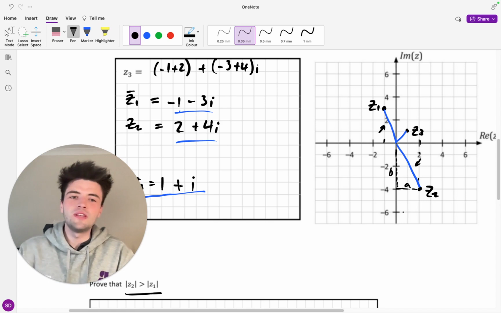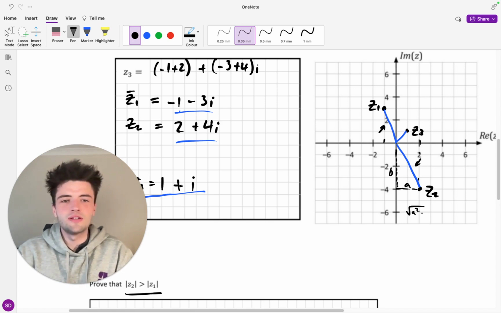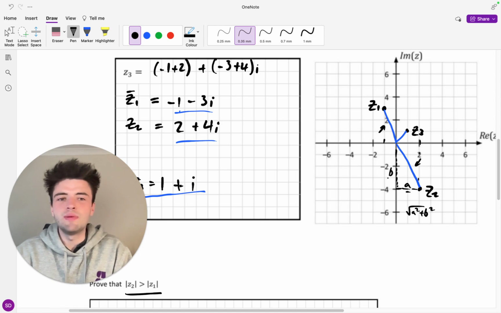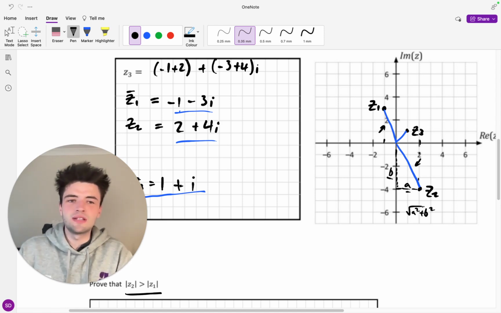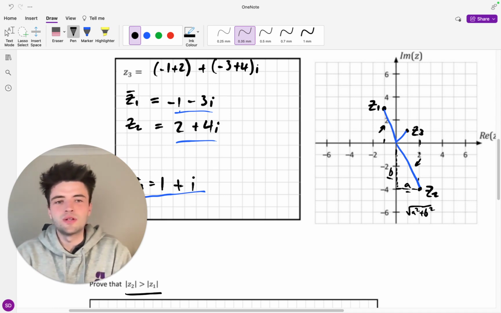So the blue line is going to be equal to the square root of a squared plus b squared, using this little example here for z2. We've got a being the real component and b being the imaginary component. So it's basically just an application of Pythagoras' theorem to find the length of the actual line that our complex number makes on the diagram.